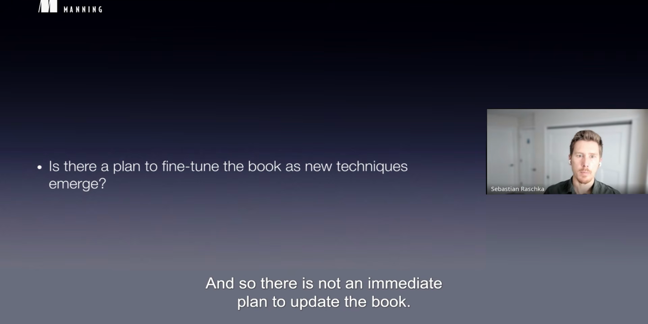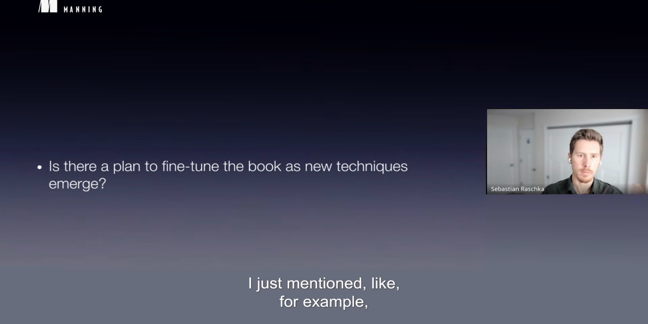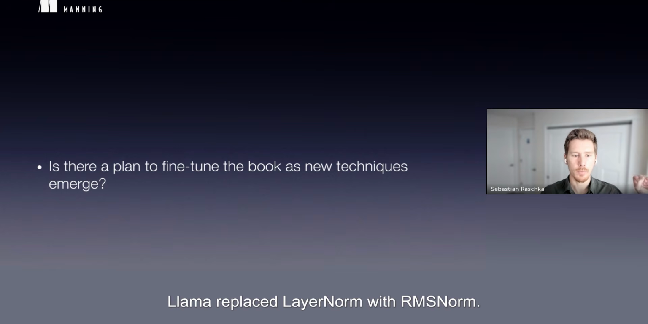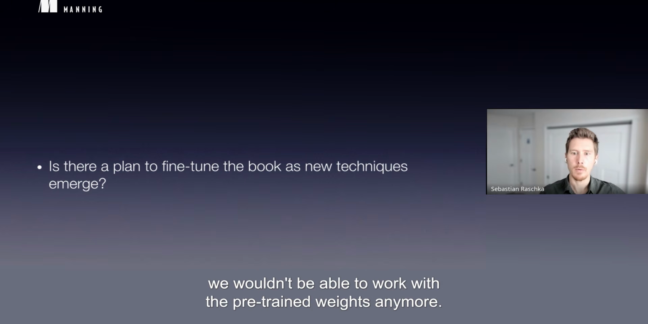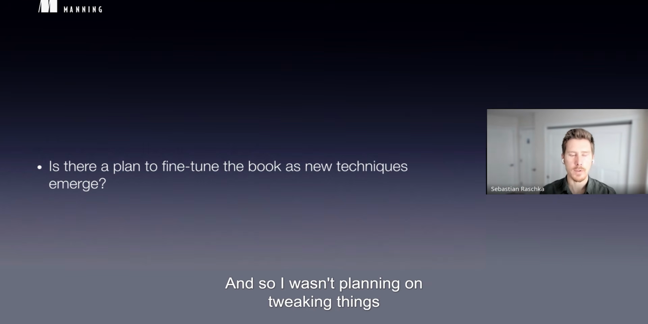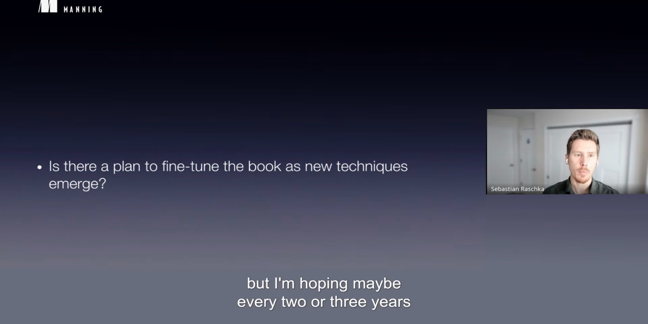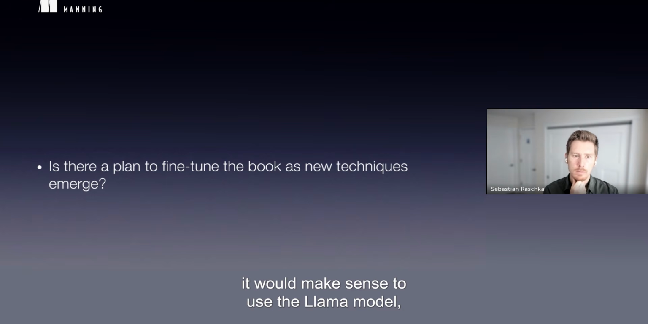And so there is no immediate plan to update the book. Actually, I couldn't even update it in a sense where I just mention, for example, that Llama replaced layer norm with RMS norm. If I would go in there and replace that in the architecture in the book, we wouldn't be able to work with the pre-trained weights anymore. So it's like a domino effect. You change one thing, the rest won't work anymore. And so I wasn't planning on tweaking things as new research comes out, but I'm hoping maybe every 2 or 3 years to update the book as a whole, where maybe instead of GPT-2, it would make sense to use the Llama model. But I don't know. It depends. We will see when the time comes.